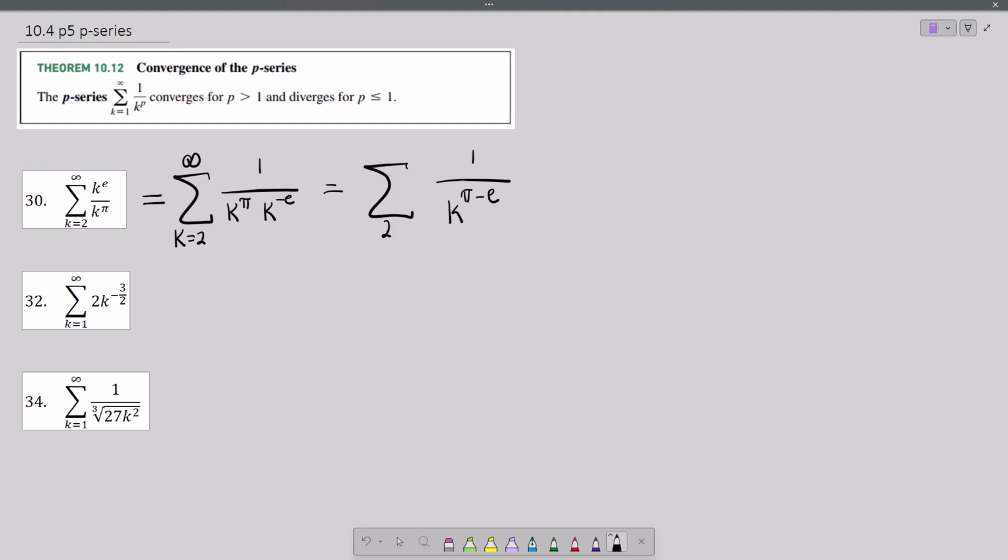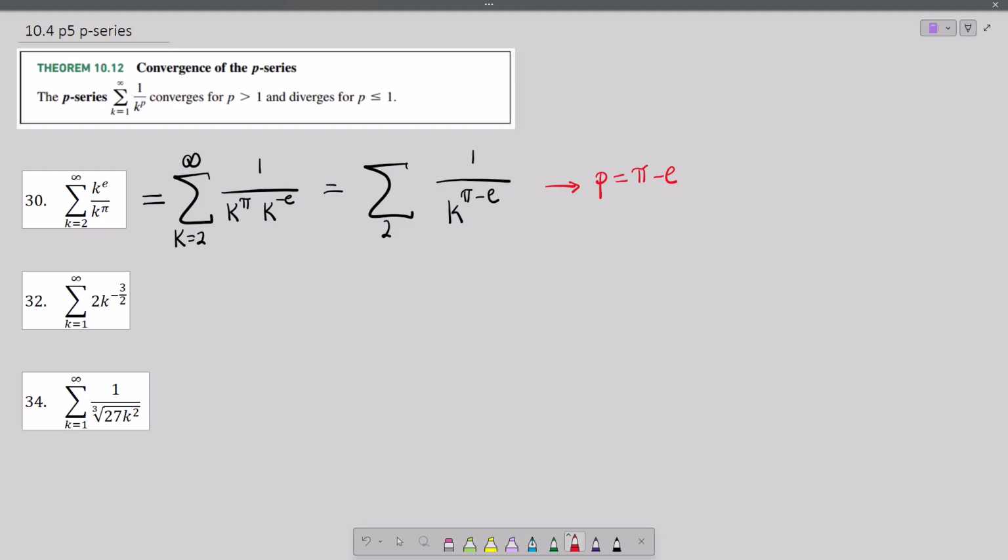We identify p. On your exam, I need to know at this point that you're identifying it as a p-series. So you somehow have to say p equals, then I know you know it's a p-series. You've got to make sure you show enough work so I know what you're thinking. So that's the p. P is that exponent. Now we have to decide, is that bigger than 1 or not? Is pi minus e bigger than 1?